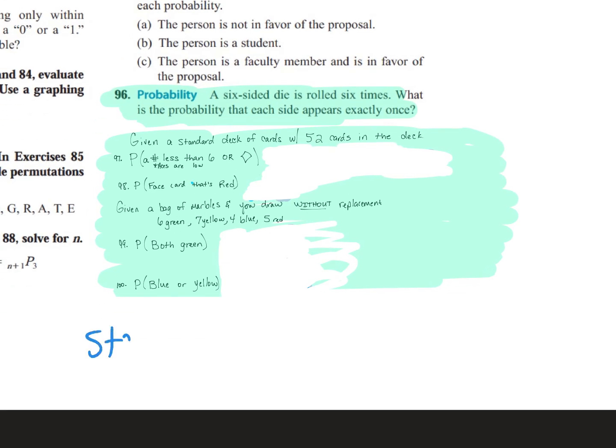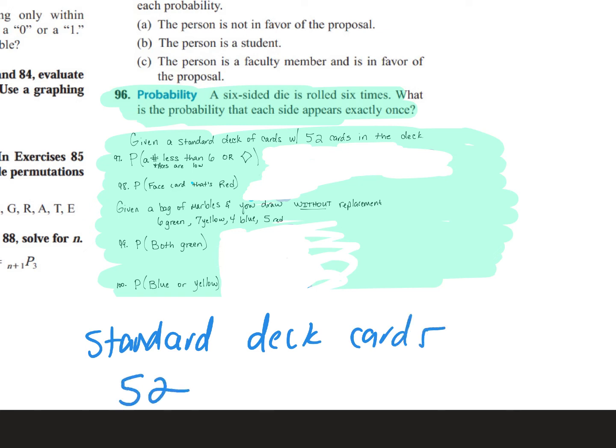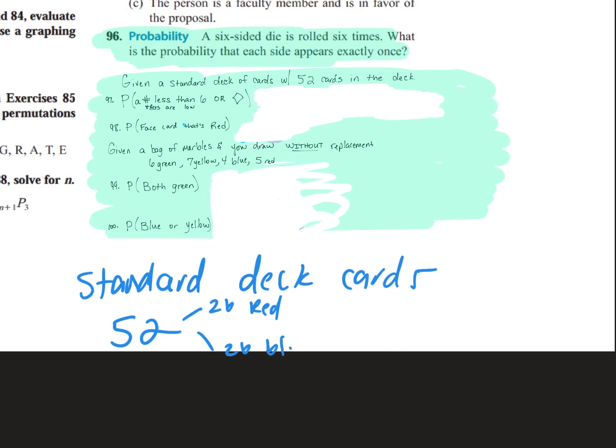A standard deck of cards, guys. How many cards are in a standard deck of cards? 52. Of those 52, how many are red, how many are black? 26 red, 26 black, all right? I have a lovely picture of your deck of cards in Module 8. But there's red and black. Of the red and black, how many suits are there?